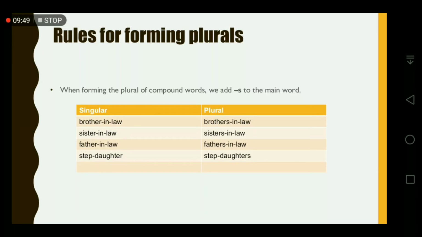Then, when forming the plural of compound words, we add s to the main word. Okay, we have to add only s to the main word, not to the end of the word. Like brother-in-law, brothers-in-law, sister-in-law, sisters-in-law, father-in-law, fathers-in-law, stepdaughter, stepdaughters. We only add s to the main word of the compound word. Remember, compound means two words.